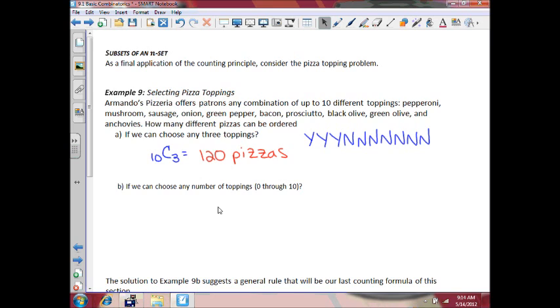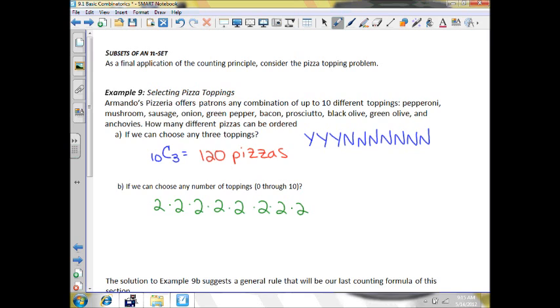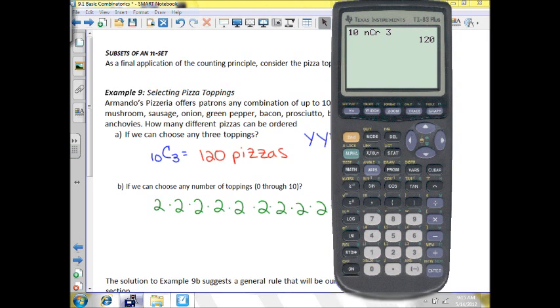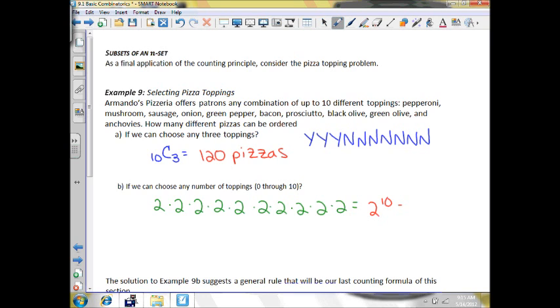So really, because there's only 2 options, either yes or no for all these, if we can choose any number of toppings, 0 through 10, what we're going to be able to do, there's 2 options for pepperoni, 2 options for mushroom, 2 options for sausage, 2 options for onion, 2 options for green pepper, 2 for bacon, 2 for prosciutto, 2 for black olive, 2 for green olive, and 2 for anchovies. So if you do this, it's really going to be 2 to the 10th power. 2 to the 10th power is 1,024 different options.